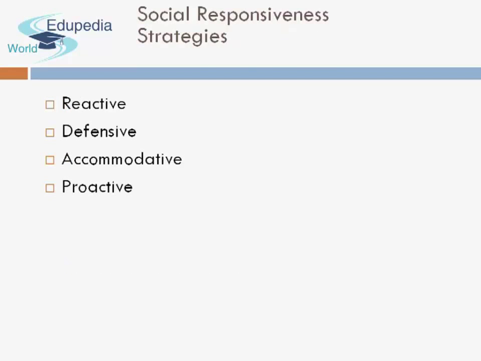Now, companies do follow a pattern of social responsiveness strategies. For example, if a company has done something wrong, how they respond to this particular thing comes under the social responsiveness. So we can say that social responsiveness refers to a company's strategy to respond to stakeholders' economic, legal, ethical, or discretionary expectations concerning the social responsibility.